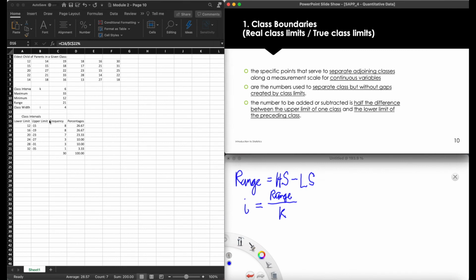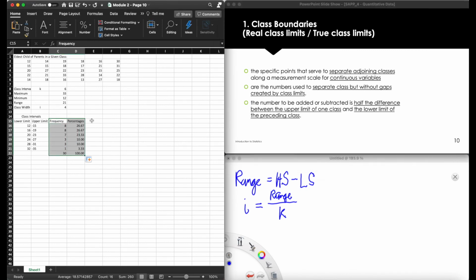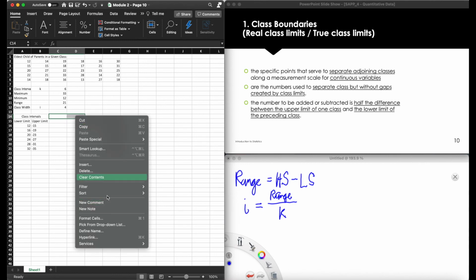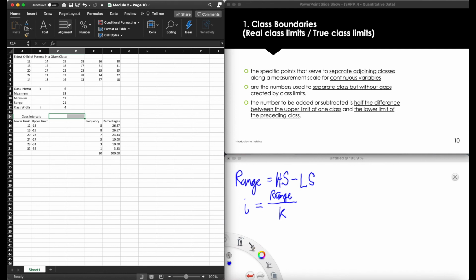Let's go back. Okay, so what I need to do is transfer this first. I will move it here. Cut and paste it here because we will be putting the class boundaries in this part. Let's merge that. We'll call this the class boundaries. Anyways, one more thing, you may follow a different format, but I will follow this. So let's call this the true class limit.